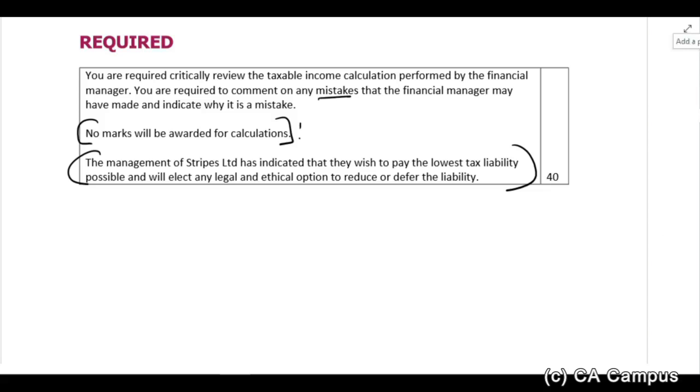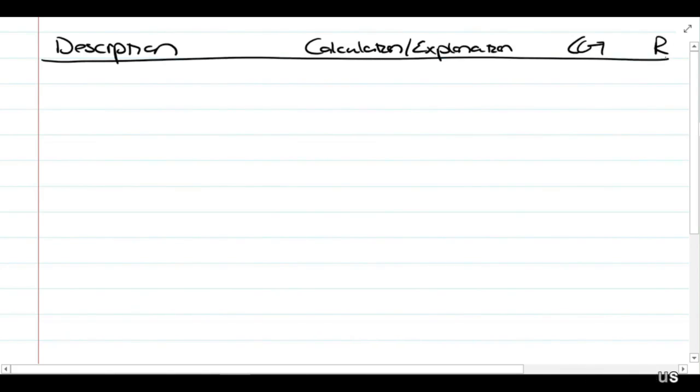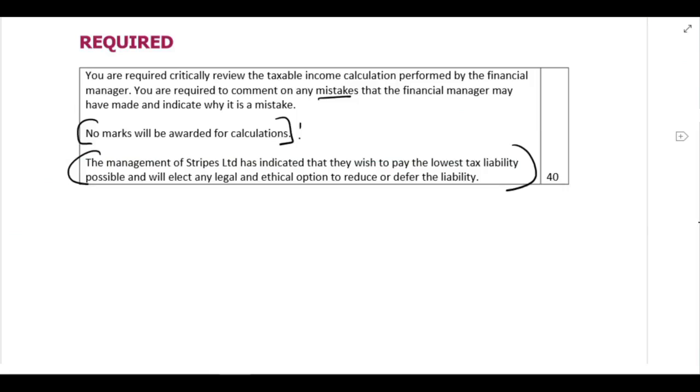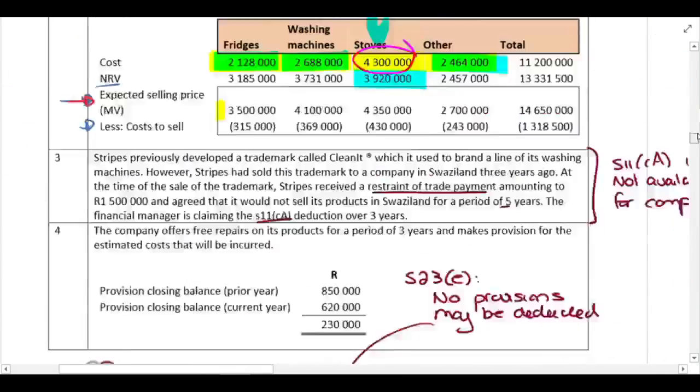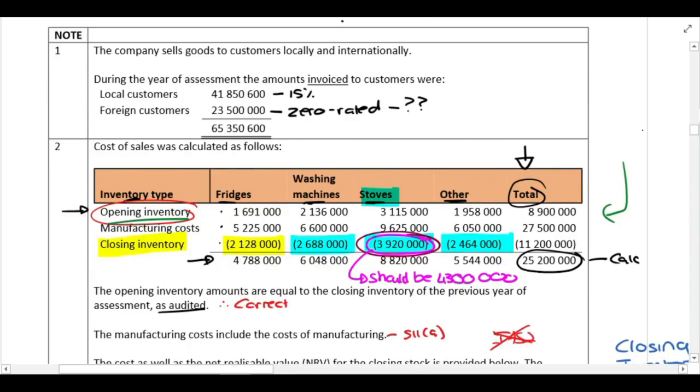Okay, so let's go and do this. So just as usual, I'm just putting down my headings, and this is just a reminder for you as well to always put down your headings when you have to do a calculation question. Okay, so we're going to go through it line by line and then do it. So note 1 is the sales.